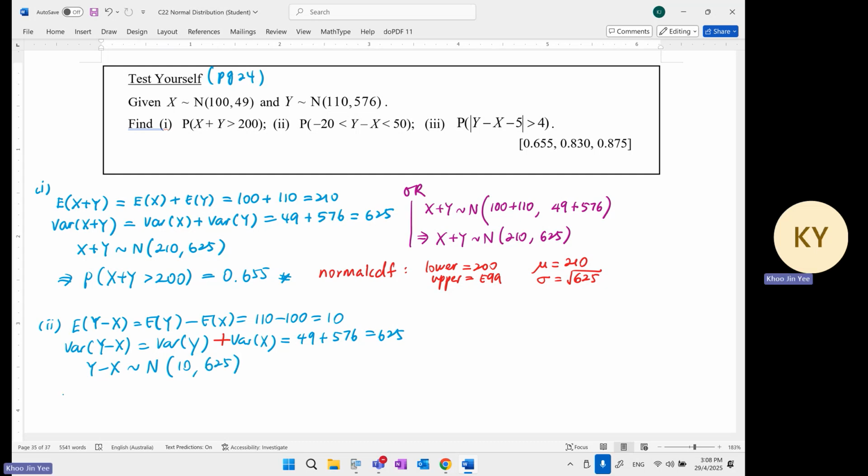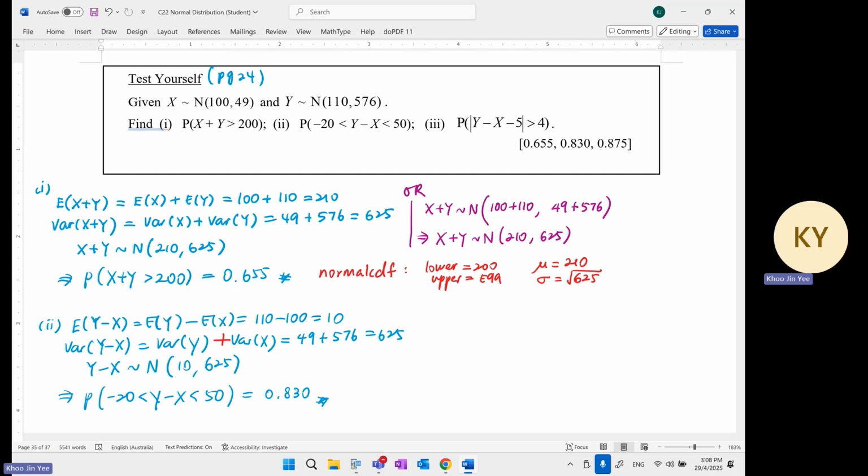Okay, so the probability between negative 20 and 50 would be 0.830 like that. The troublesome thing for normal distribution is the setup is very long, but the working is very short. The official working down there is very short, but the setup takes time. Either you express this way or you express that way, also can. It doesn't really matter.